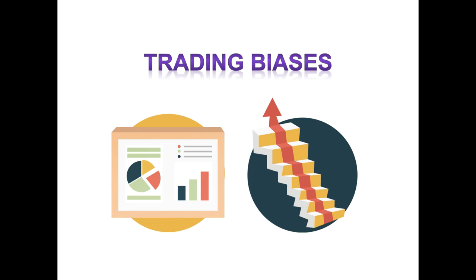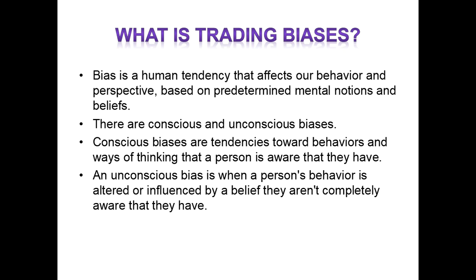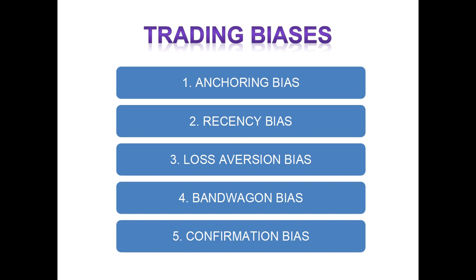Now, let's look at what are trading biases. What is a trading bias? Bias is a human tendency that affects our behavior and perspective based on predetermined mental notions and beliefs. There are conscious and unconscious biases. Conscious biases are tendencies towards behaviors and ways of thinking that a person is aware that they have. An unconscious bias is when a person's behavior is altered or influenced by a belief they aren't completely aware that they have.